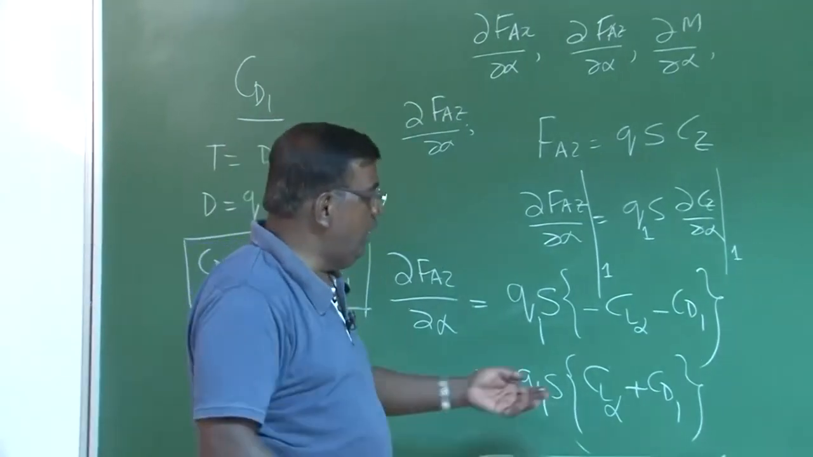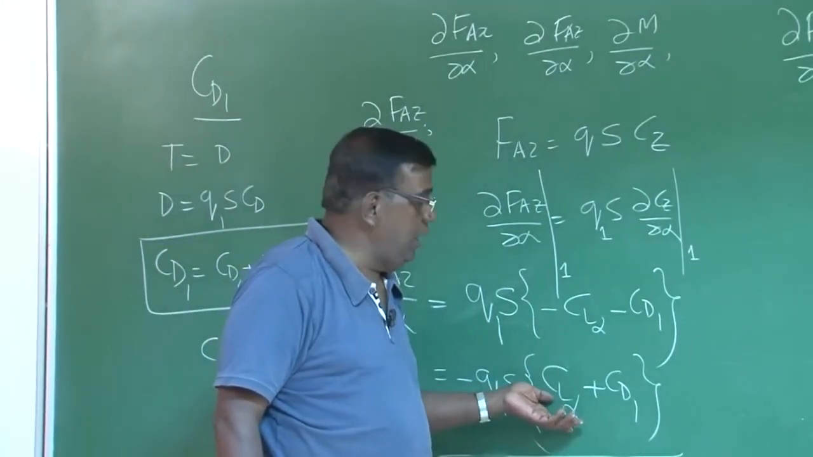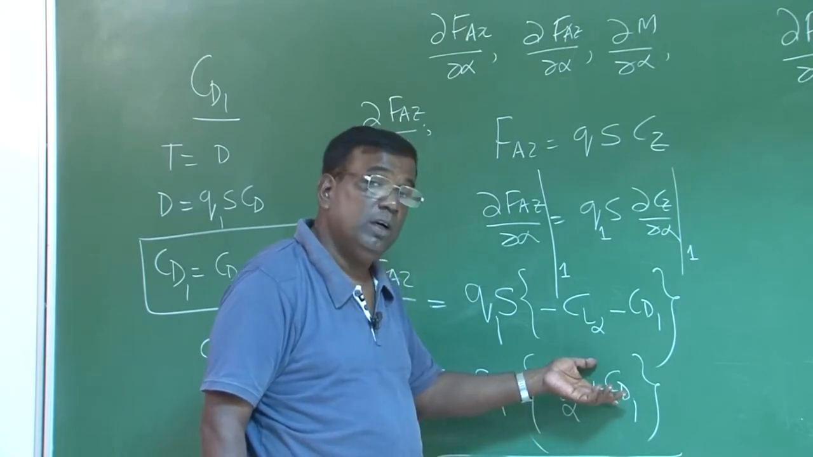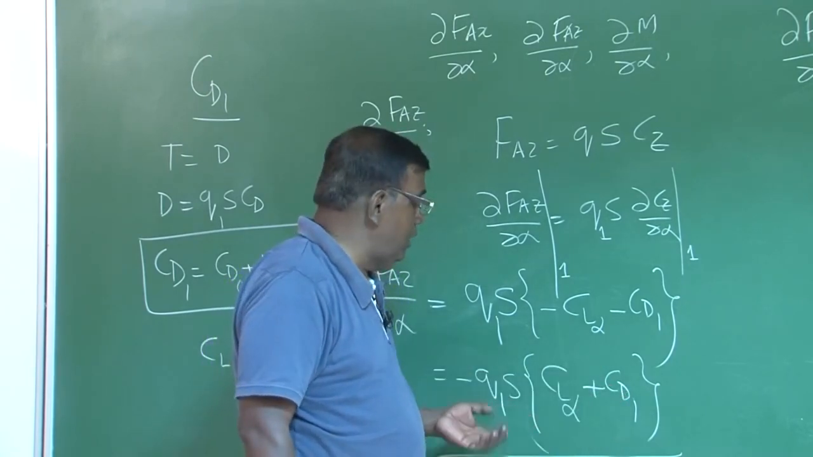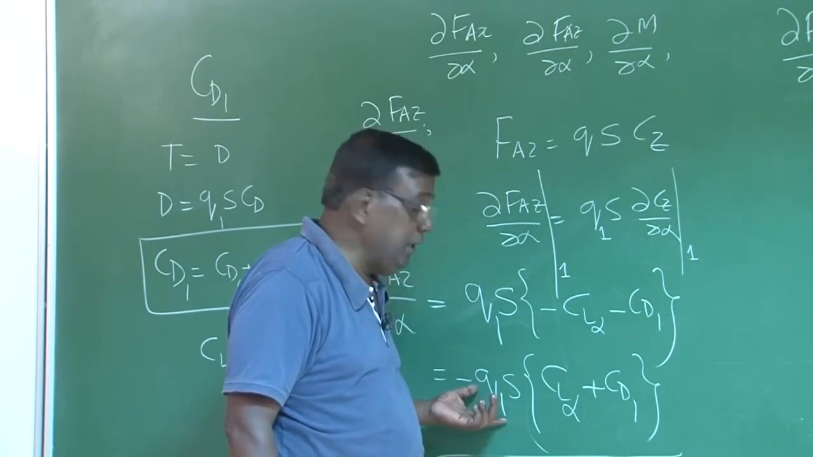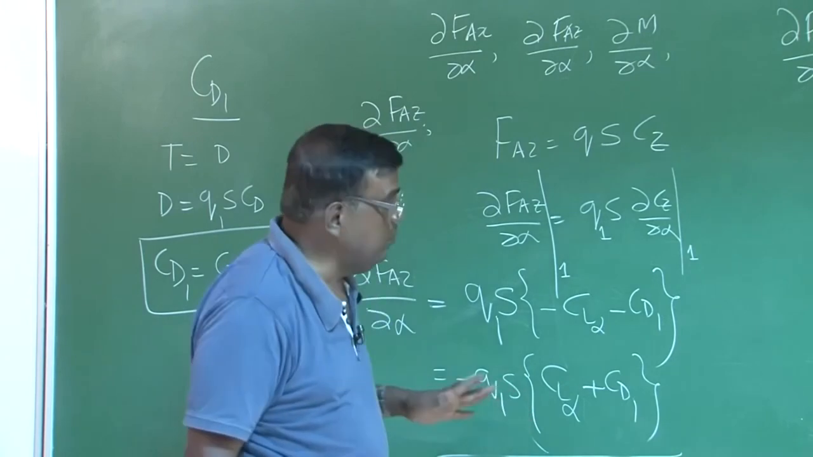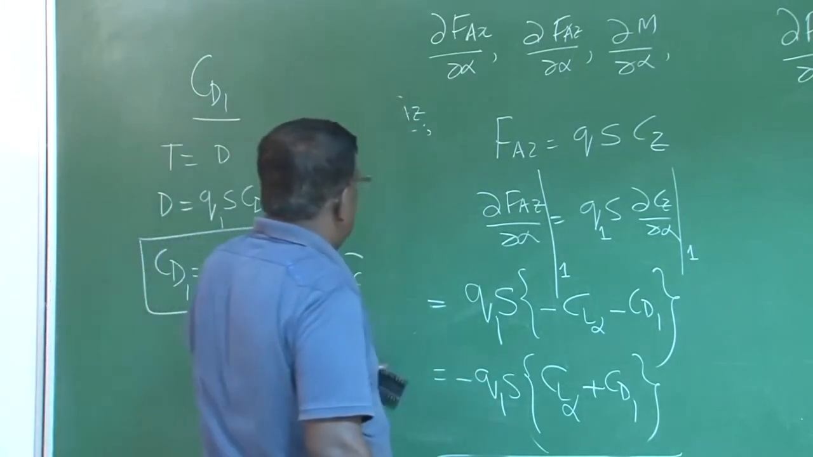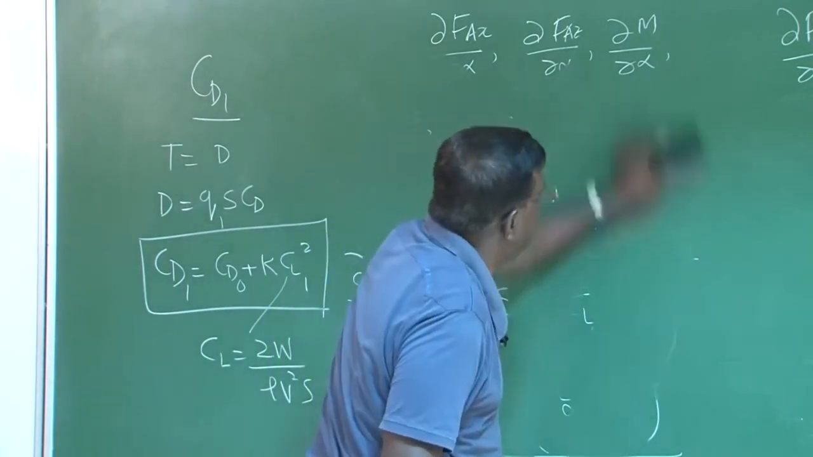So you can find out dFaz by d alpha. What do you need to know? The lift curve slope of the airplane, and the CD at steady state, that is, the drag polar. And from the drag polar, the dynamic pressure at steady state, which depends on the altitude and speed, and the area of the wing. As simple as that, right? So this also we know how to do. Now the last part we'll do.